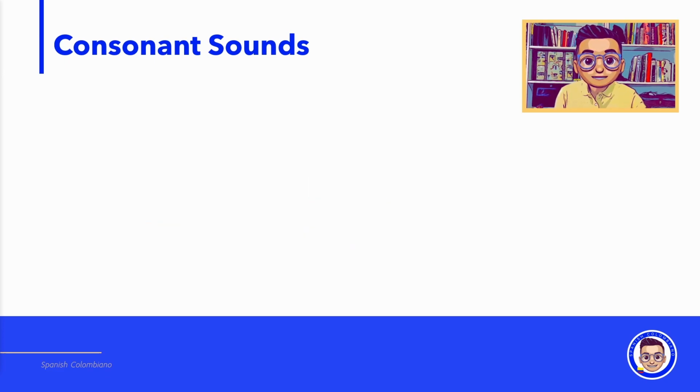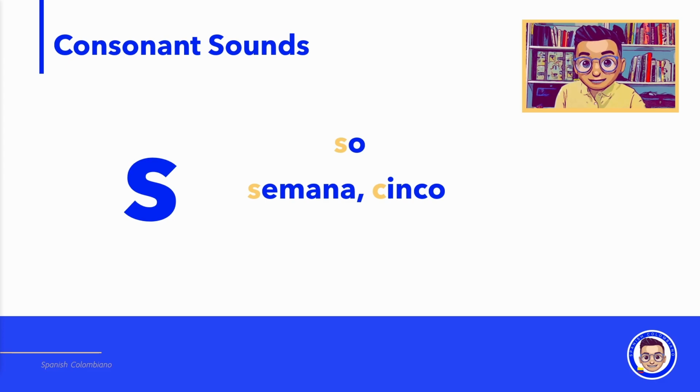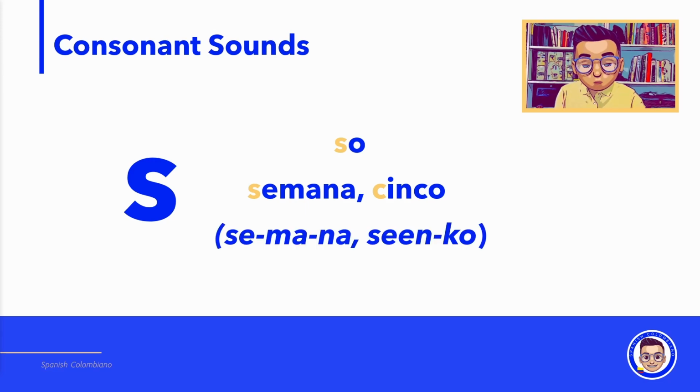The next one is s. You can find these sounds in words like zoo in English and words in Spanish like semana or cinco. It's the same sound. So, semana, which means week, and cinco, which means 5. Let's see the next one.